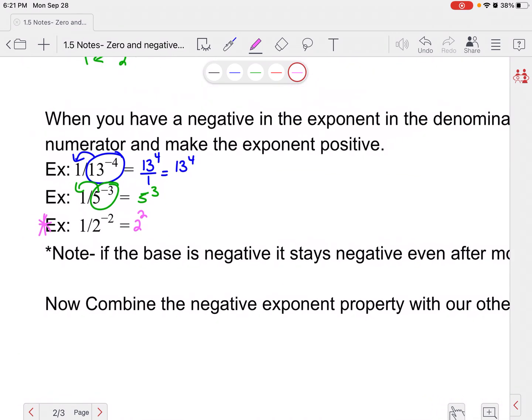Now there is a note, if the base is negative, so like if I had negative 2 to the negative 4, my base will stay the same. That'll still be negative 2 to the 4th. Only my exponent will change signs when I move it, okay? Not my base. Okay, that is very, very important and a mistake students make a lot. Okay, so the base will stay negative, but the exponent will change.